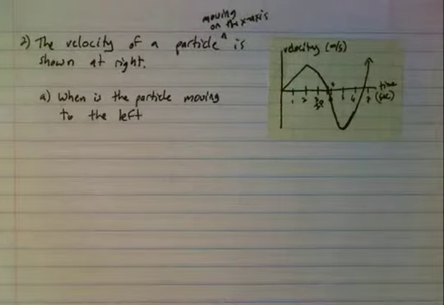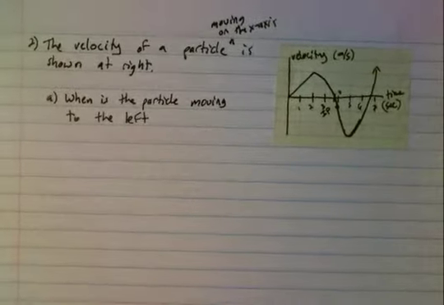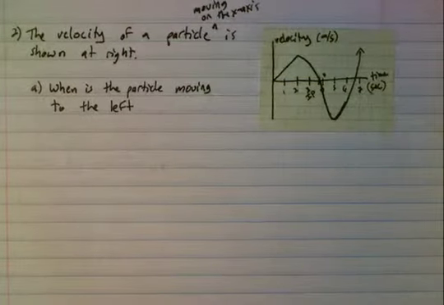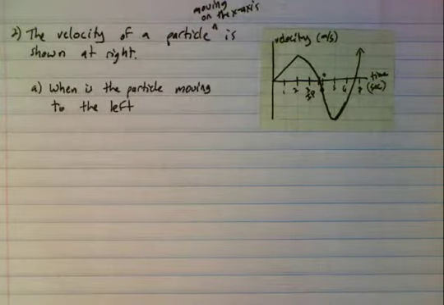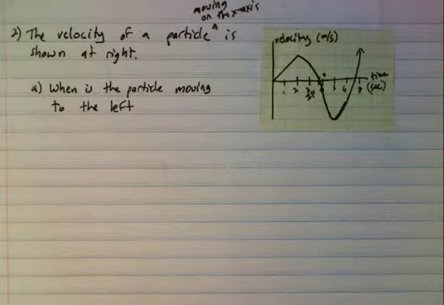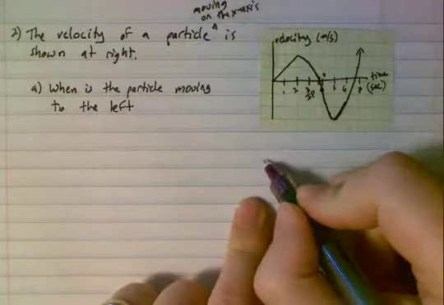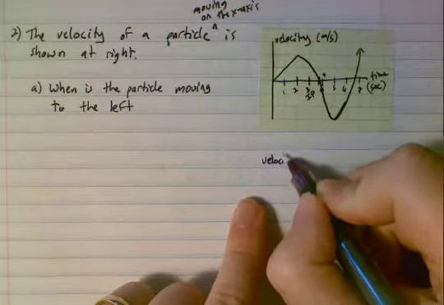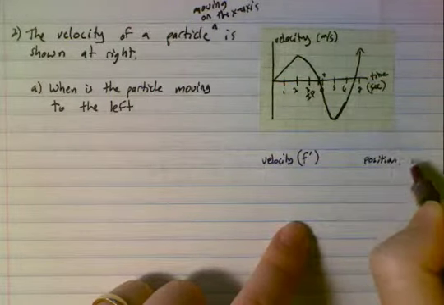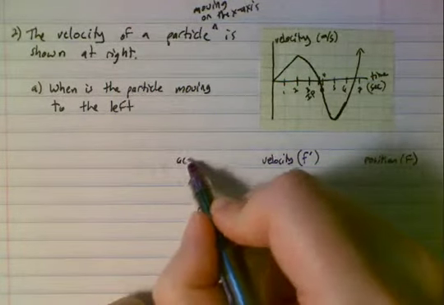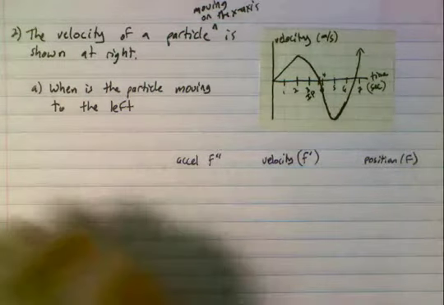We can also do these problems when we're given a graph of velocity. So like here, the velocity of a particle that's moving on the x-axis is shown at right. When is the particle moving to the left? So here we've got velocity. We might be asked about position, we might not. We can do the whole chart just for kicks. So velocity is f prime. Position corresponds to f. Acceleration is f double prime.